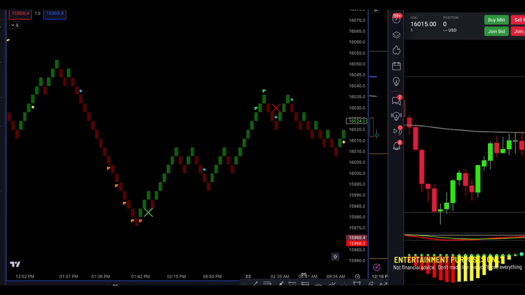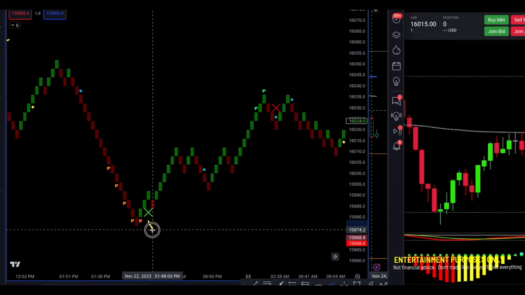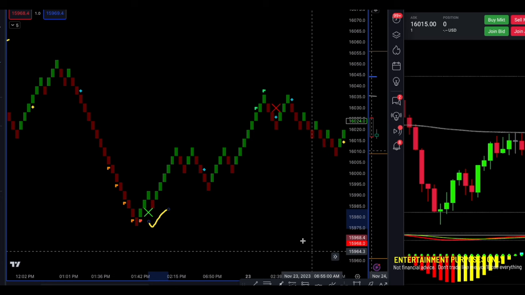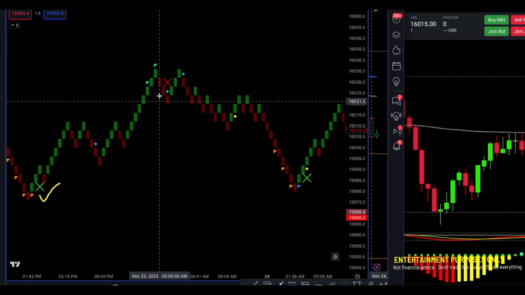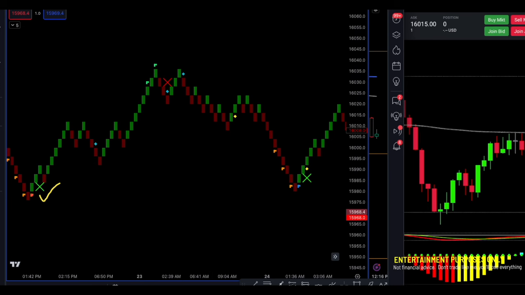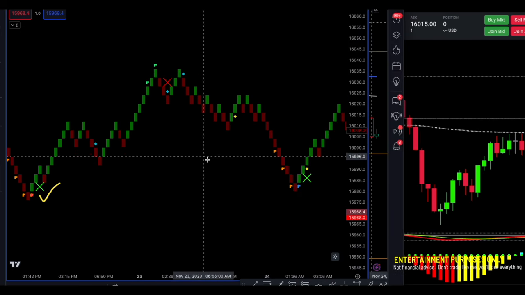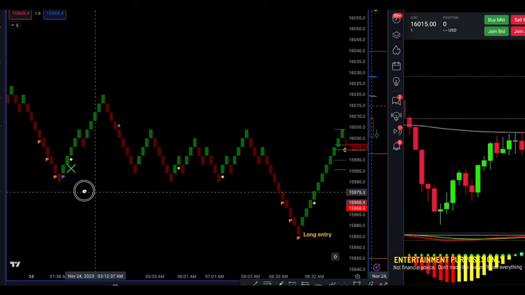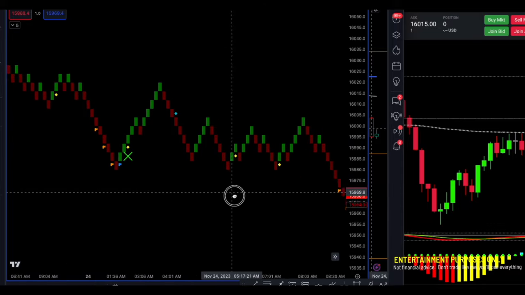So that is a guaranteed trade. That's a beautiful trade right there. So I'm going to go ahead and get in on that trade. Let's look at the next trade. We got flags and squeezes over here. This is the end of the day, so we're done with that day. Let's move to the next day.